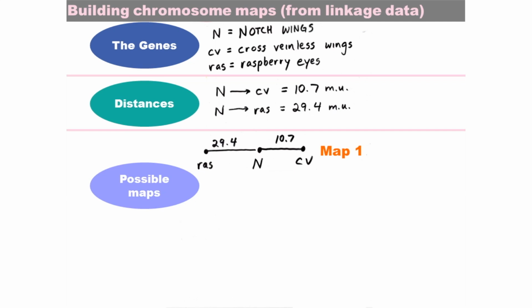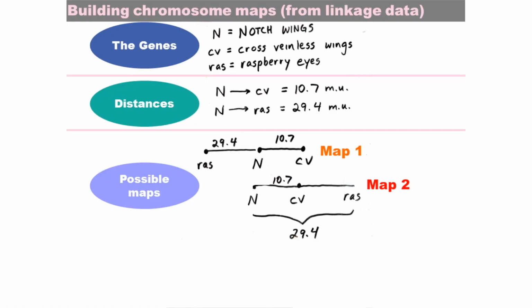But this isn't the only map we could draw. Think about it. We go 10.7 to cross-veinless. We don't have to go that way to raspberry eyes. Maybe it's the other way. It could be in either position, but we want to know because there is a chromosome and the genes do have a physical location. Here's what our other possible map would look like. Same distances between notch wing and the two other genes, but in one case we put it on one side, in one case we put it on the other side.